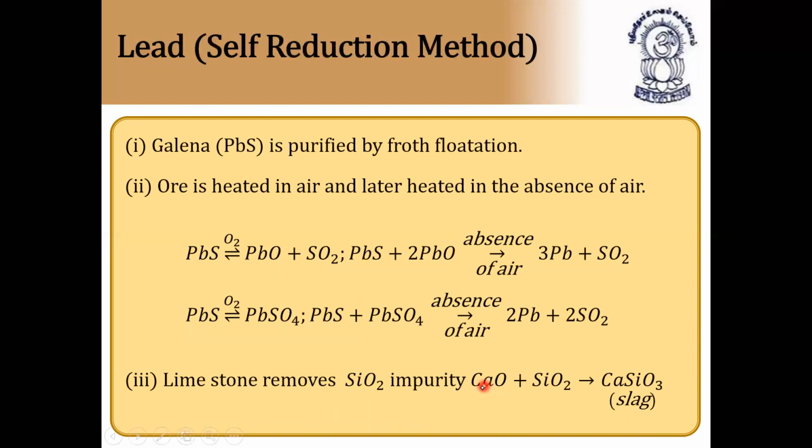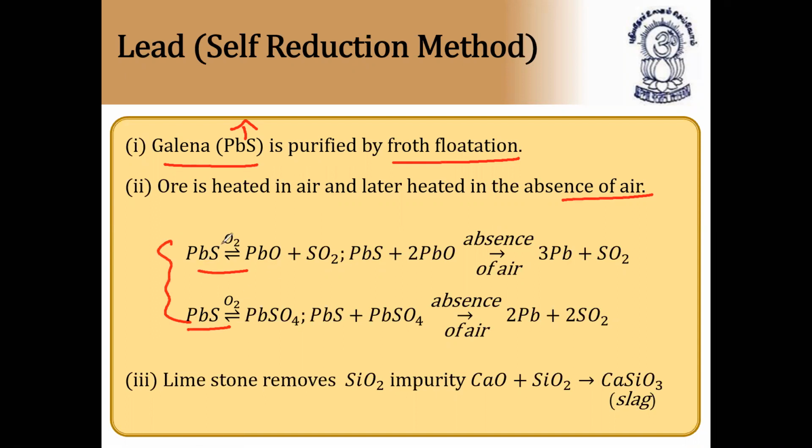Next, lead. How to do extraction of lead? Let us see now. Galena, lead sulfide, is purified by the froth flotation process. First, lead is extracted from galena. As galena is a sulfide ore, sulfide ores are best concentrated by froth flotation. The ore is heated in air and later heated in the absence of air. So we do both roasting and calcination.